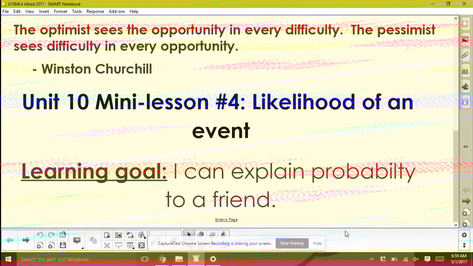We're going to talk about the likelihood of an event. We're going to start this conversation of a lovely thing called probability. You should be able to explain this to a friend by the end of the day.